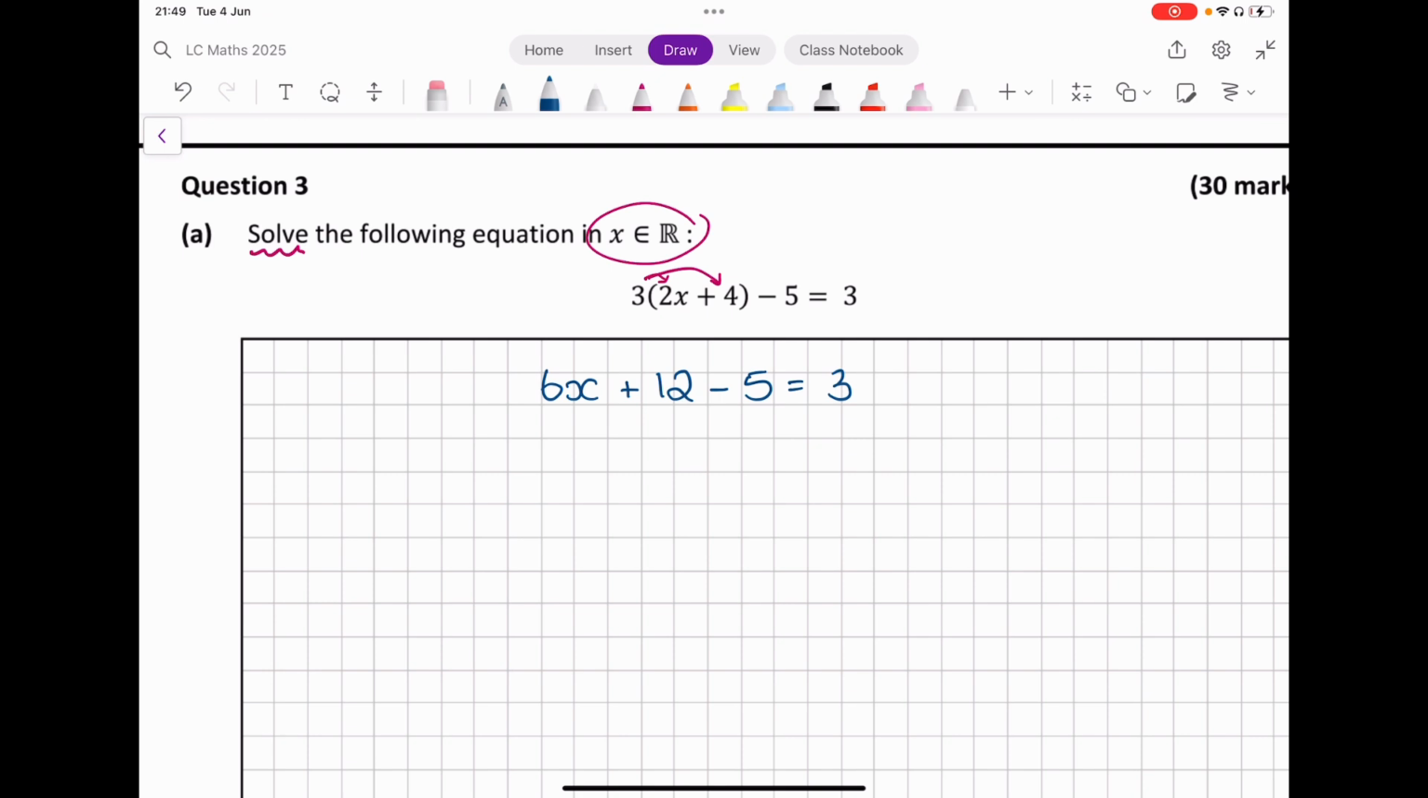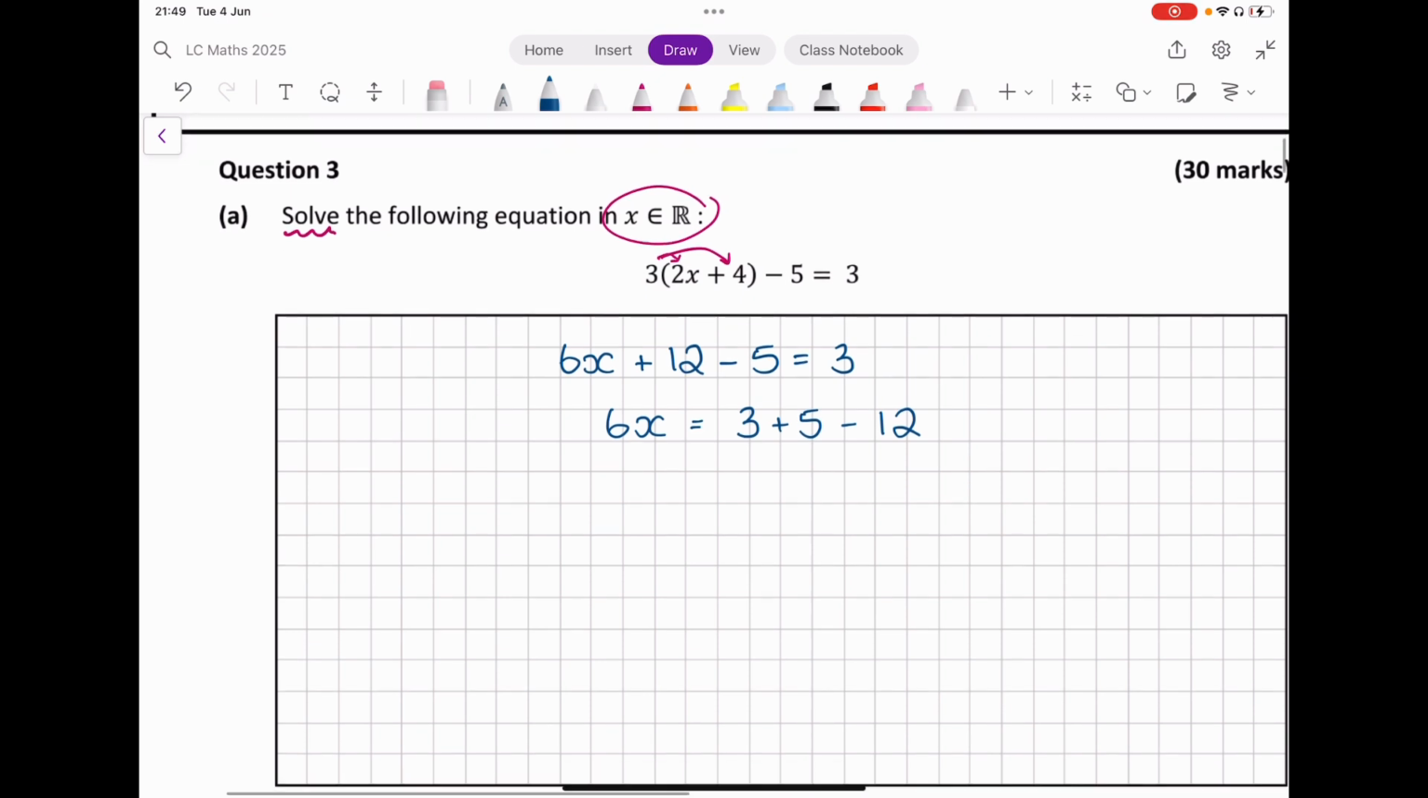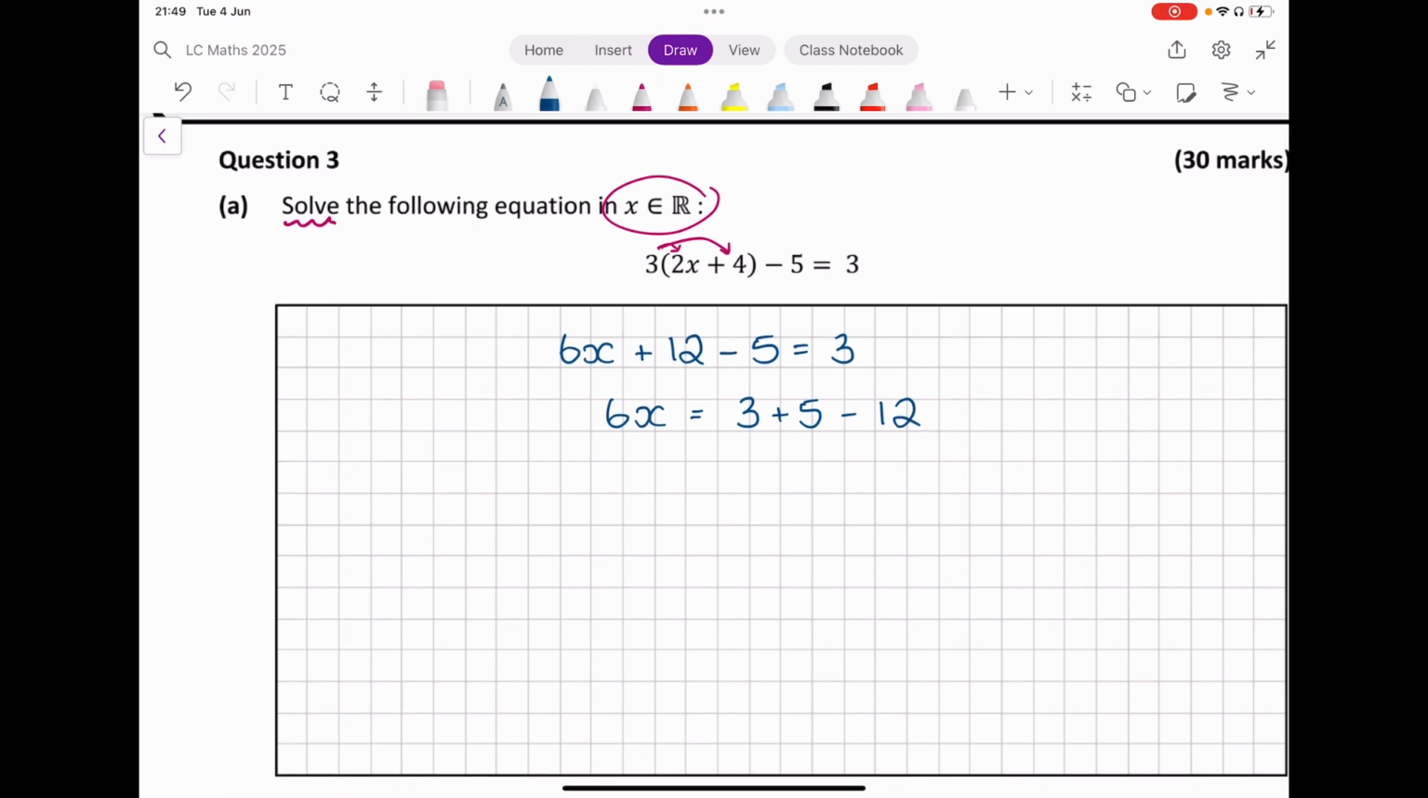Okay, the next thing that I'm going to do is I'm going to transpose. And transpose is just a fancy word for x is to the left and numbers to the right. So we're going to say 6x is equal to 3 plus 5 minus 12. Bringing all of those numbers over the equal sign and then changing sign. Okay. Another way of thinking of that is that we take 12 from both sides and we add 5 to both sides to cancel out the numbers on the left hand side. But a lot of students just like to use that verbiage of the -5 goes over the equal sign and turns into a plus. Okay.